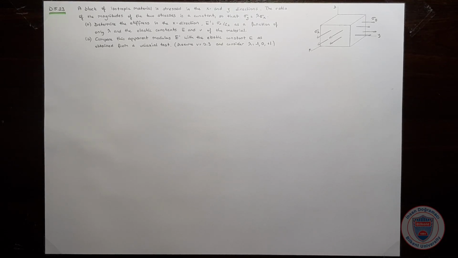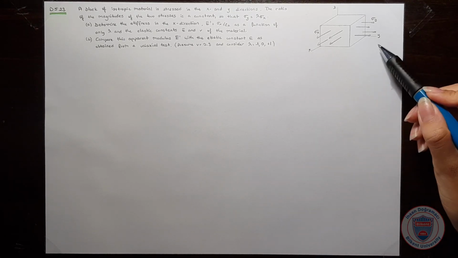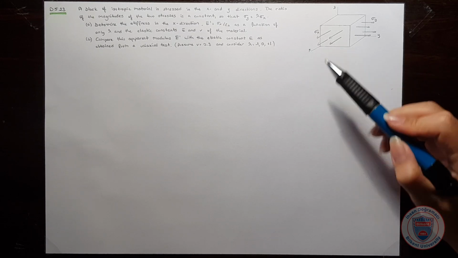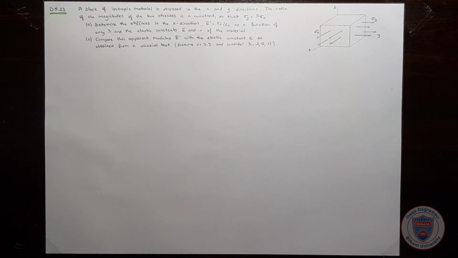In this question, we have a block of isotropic material which is stressed in x and y directions. And we have the relation between these stresses. In part A, we will determine the stiffness in the x direction. And in part B, we will compare this E prime with the elastic constant E.